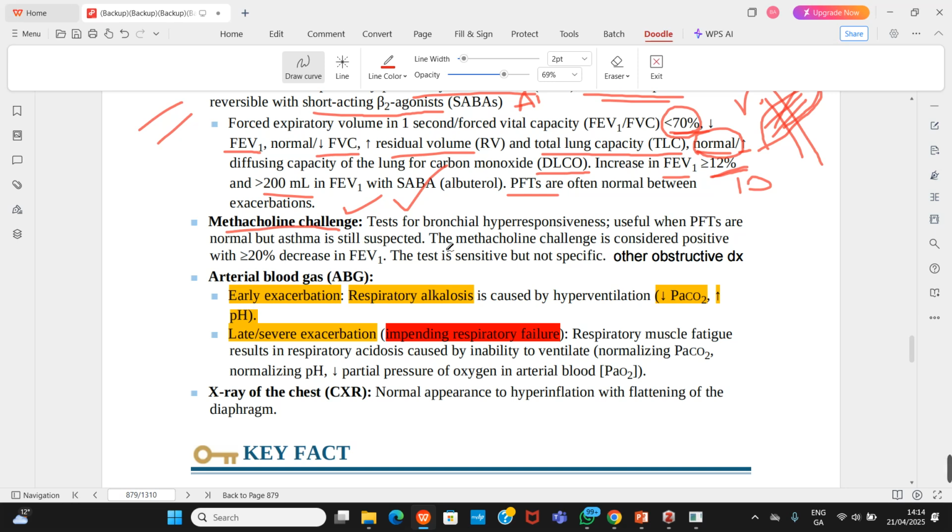Methacholine challenge. I will try to test for bronchial hyperresponsiveness. So what do we look out for? Because methacholine is an agent that causes bronchoconstriction, we expect all the parameters to worsen.